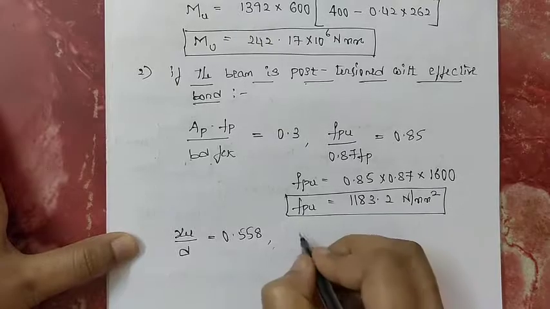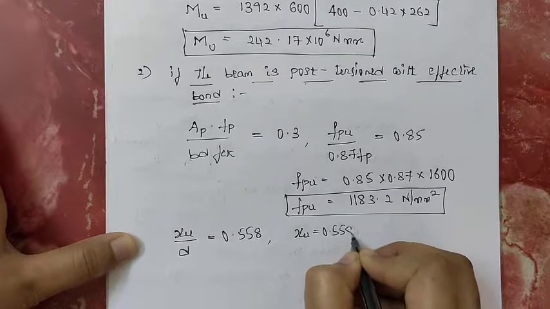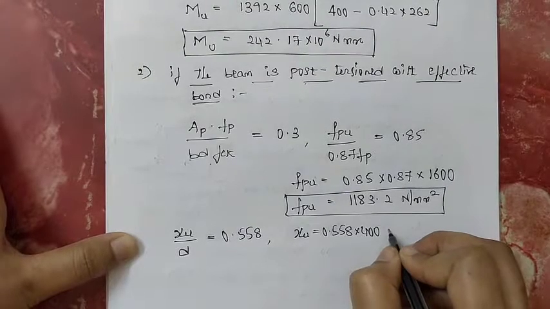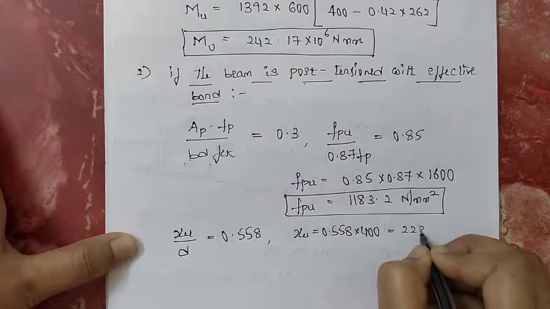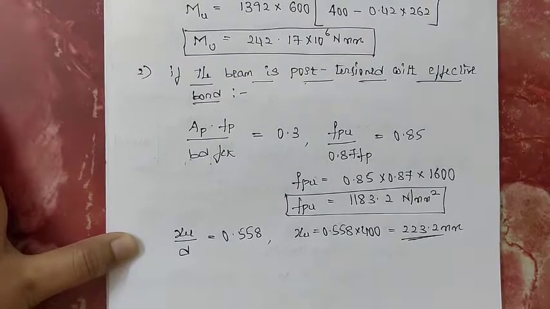0.558. Then calculate the XU value. It is 0.558 into the D value, which is 400. Then you will get XU as 223.2 mm. This is your XU value.